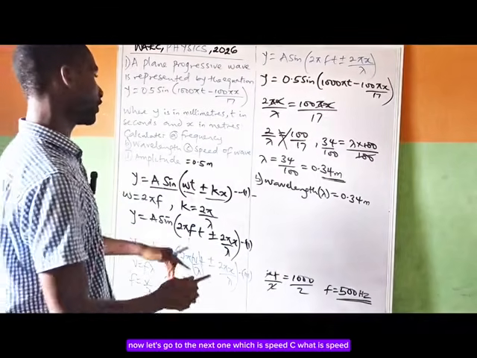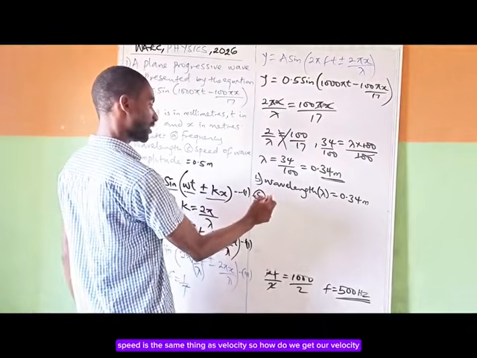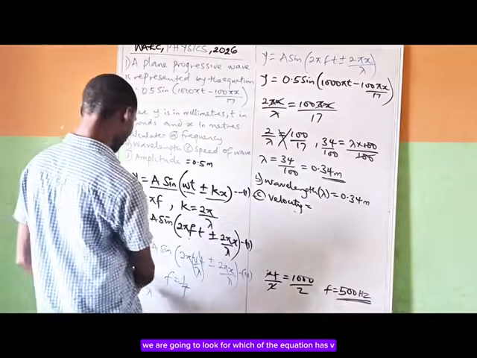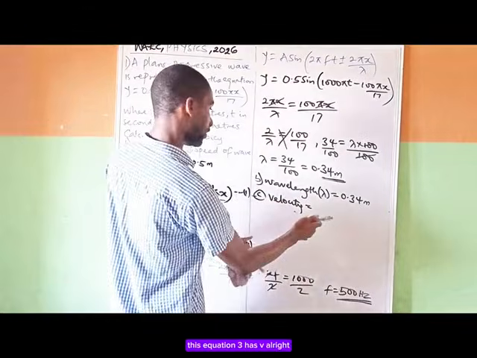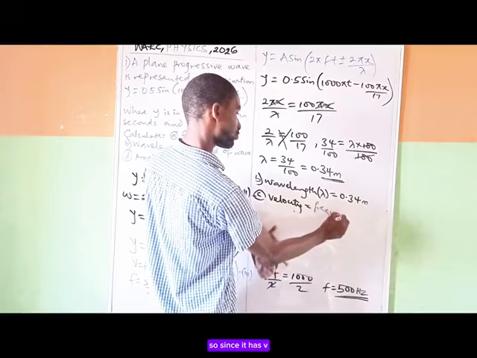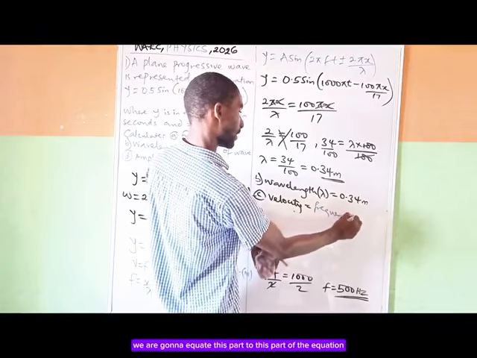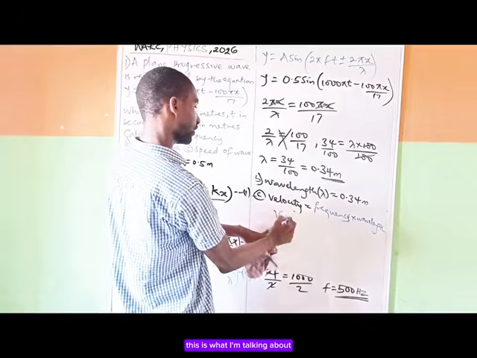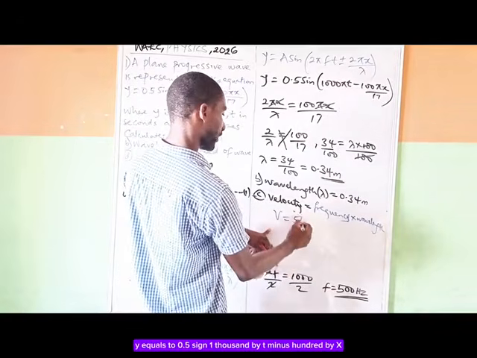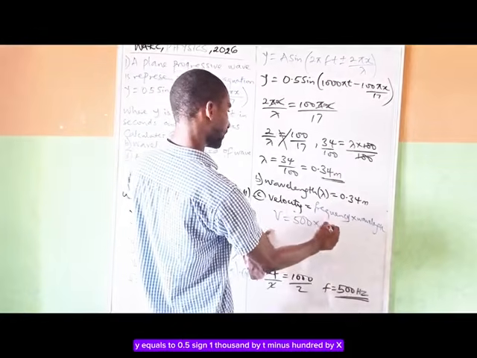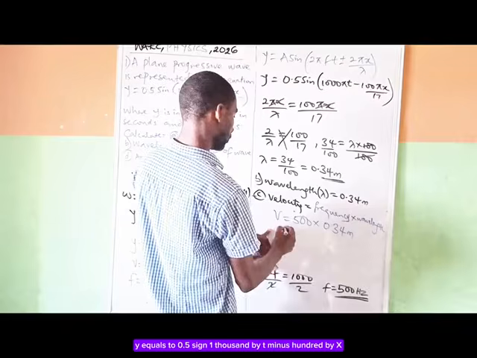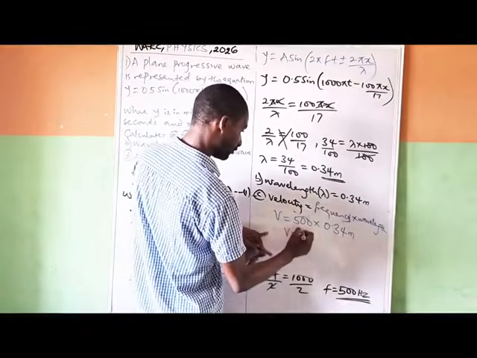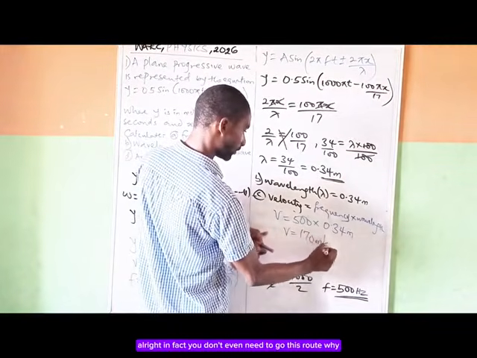Now let's go to the next one, which is speed, C. Speed is the same thing as velocity. How do we get our velocity? V equals fλ, I stated it here. So velocity is frequency times wavelength. Our velocity is going to be the frequency we have solved, 500, multiplied by the wavelength, 0.34 meters. If you calculate that, 500 multiplied by 0.34 gives 170 meters per second.